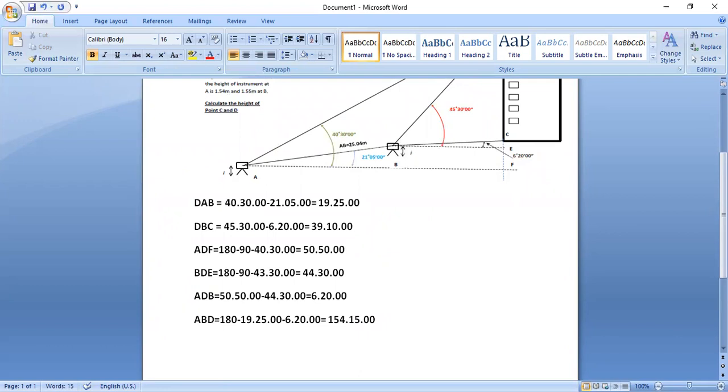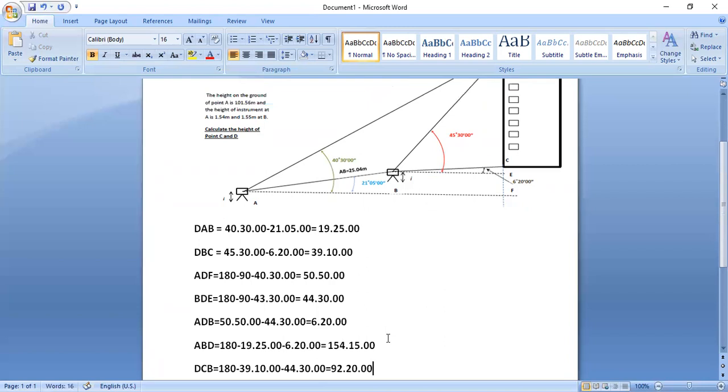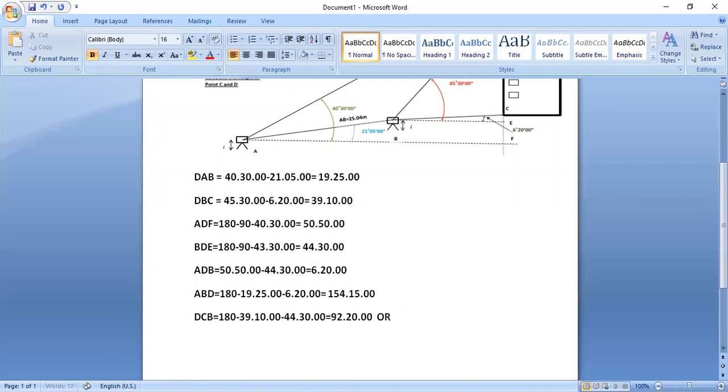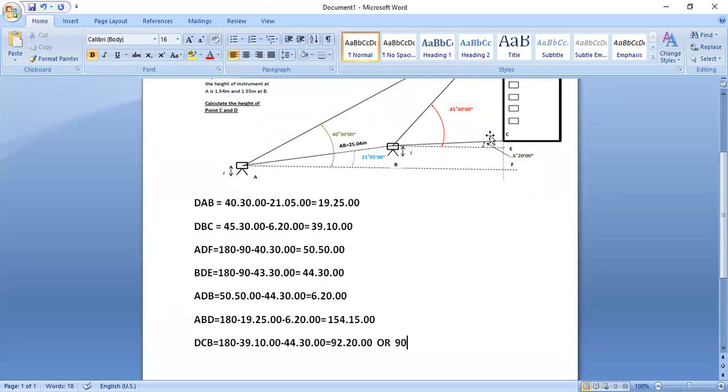The next one is DCB, which is 180 minus 39.10.00 minus 44.30.00, which gives us 96.20.00. So we need to calculate DCB. What we did was 180 minus this one that we calculated here on top, and minus this one. But we could have also said the 90, which is at C here, plus this 6.20.00 would have given us 96.20.00.